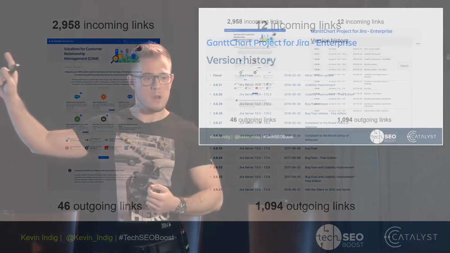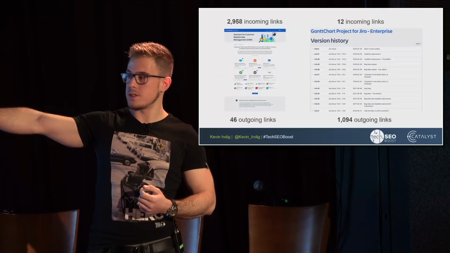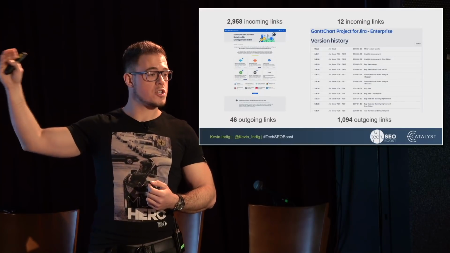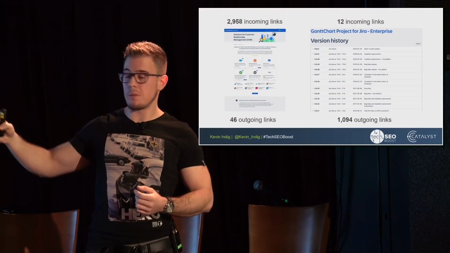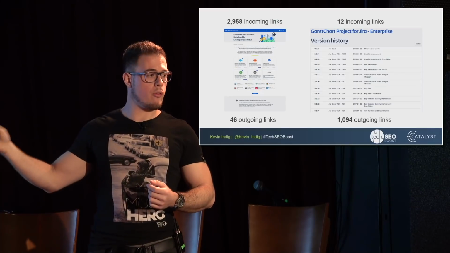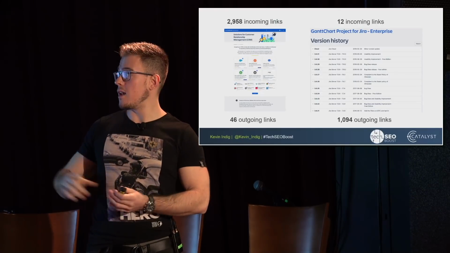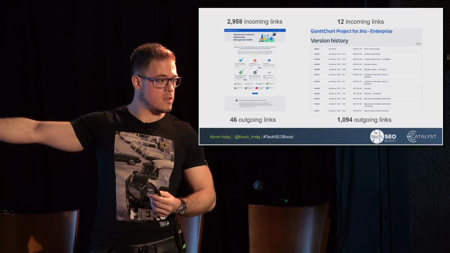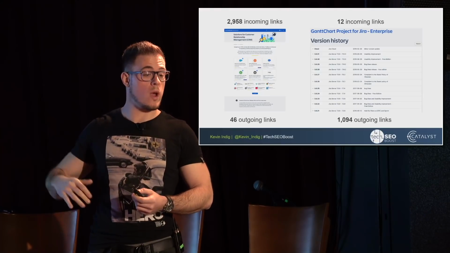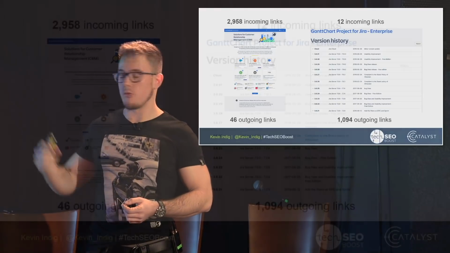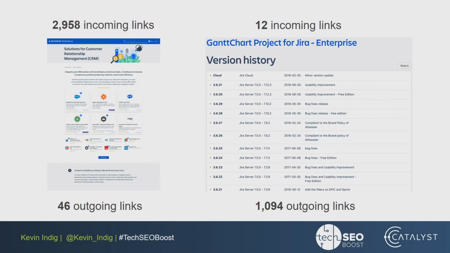And when you look at them on a page level, on the left side, you see the categories. You see that on average, they get almost 3,000 incoming links, but they only give away 46 to other pages. And at the same time, on the right side, you see the add-ons, which get only a few links, but give away way too much. These are actually version histories of the add-ons that we have on our marketplace. And as you can see, each of these updates has an outgoing link.